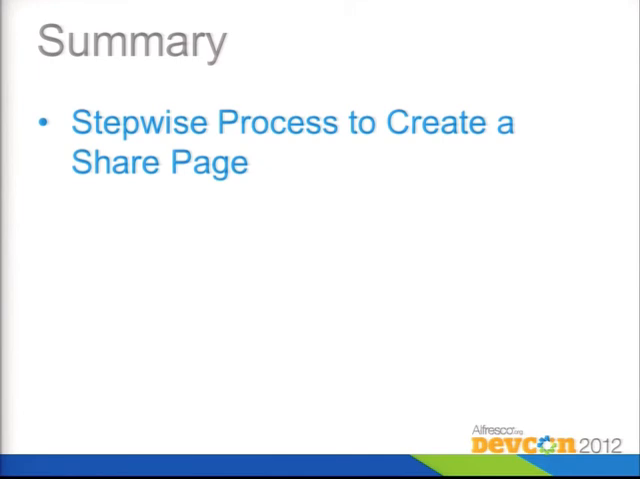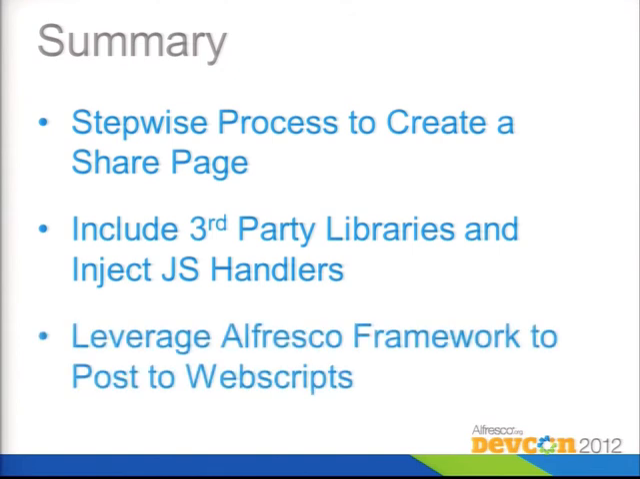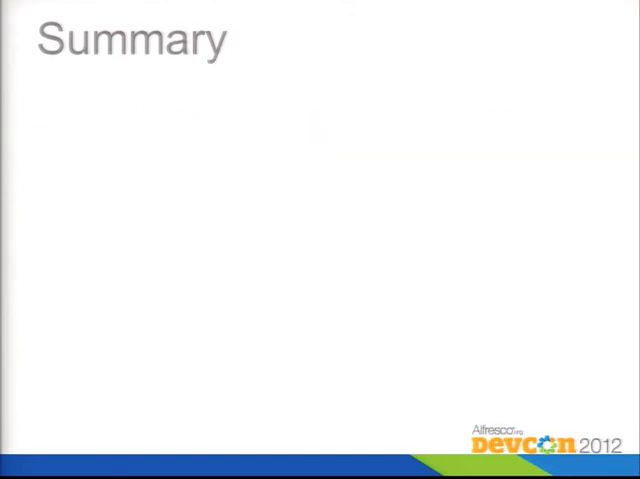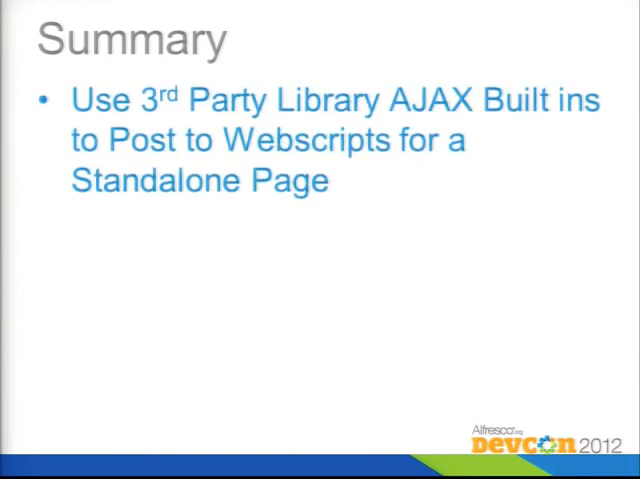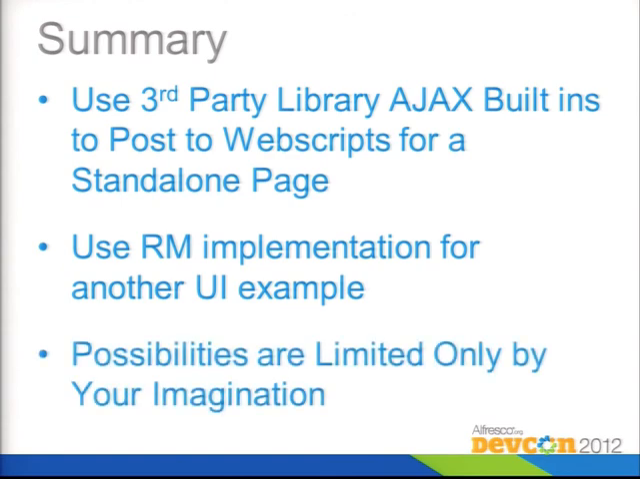So, to summarize, there's a stepwise process to create a Share page that's fairly simple to follow if you know what the steps are. You can include third-party libraries, and you can actually inject JavaScript into the headers to make it all work cool. So you can keep the code kind of separated. And you can leverage the Alfresco framework as one way to post calls into the backend. Or you can use the third-party calls to do that same type of thing, and that actually makes the code portable outside of Share. Another good thing to do is to look at the RM implementation for an example of how to build a user interface that would be our best practices. And then finally, go crazy and build some cool user interfaces.